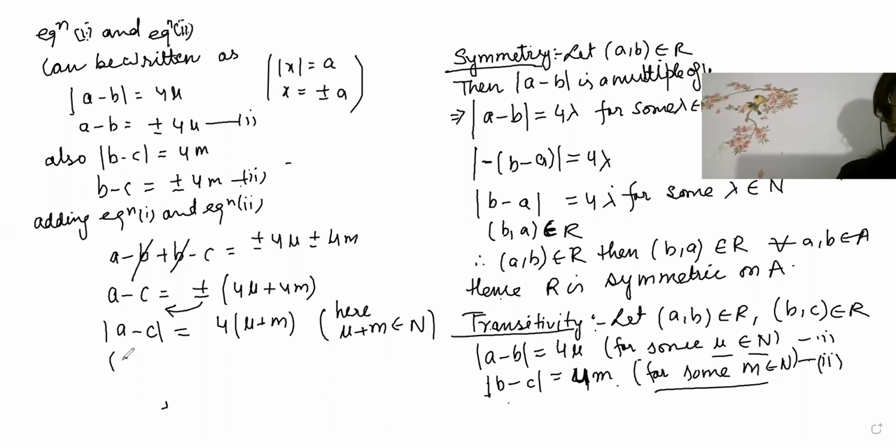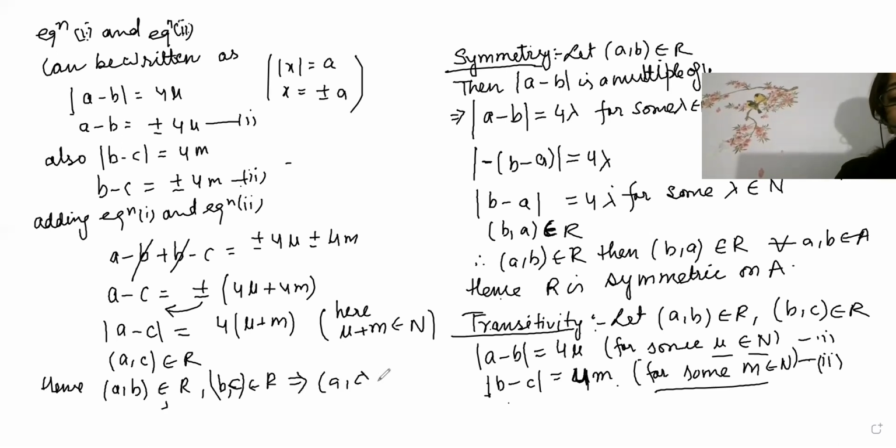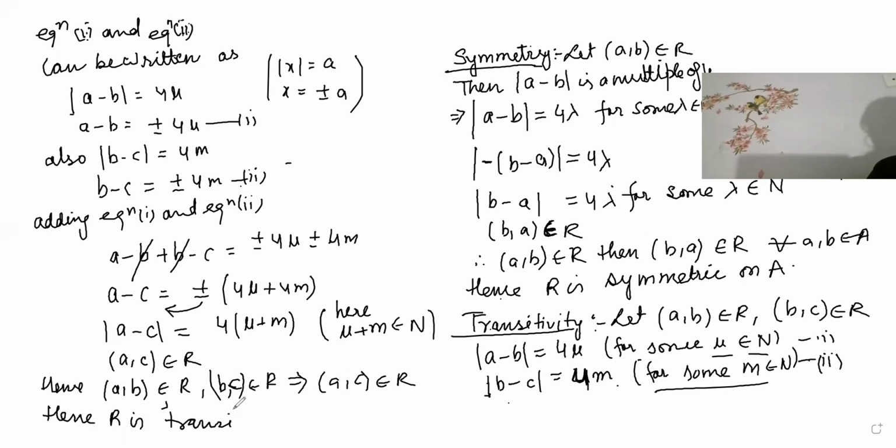That means finally what conclusion have we drawn? AC belongs to R. That means hence A comma B belongs to R, B comma C belongs to R, then A comma C belongs to R. Hence what is the condition, beta? Hence R is transitive on A. Now beta, final conclusion, what are you going to say? Hence R is an equivalence relation.